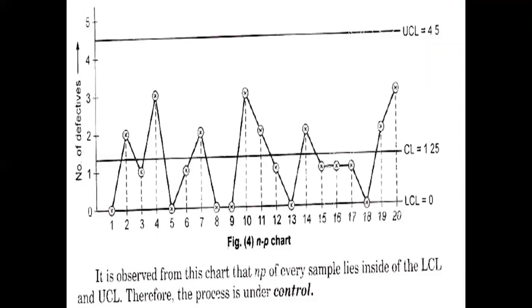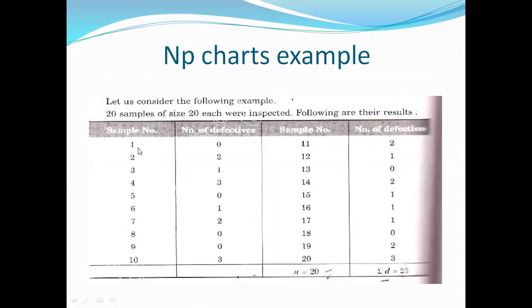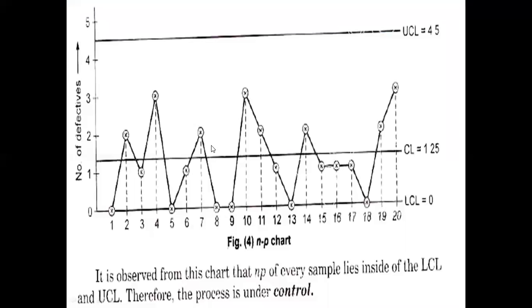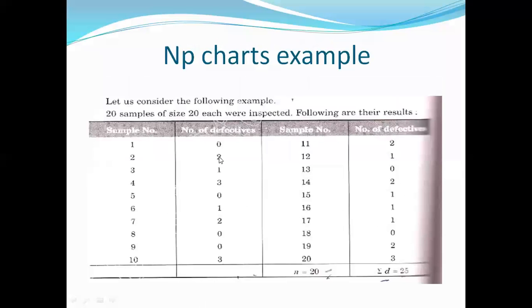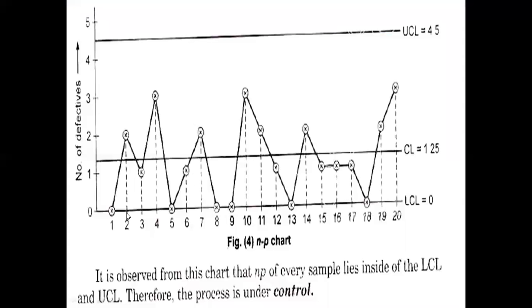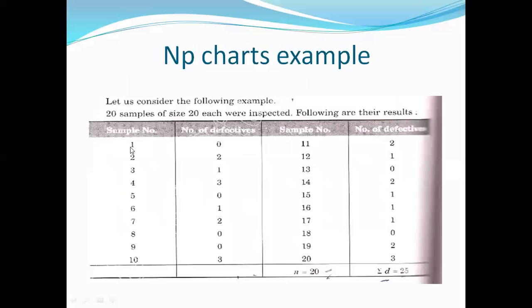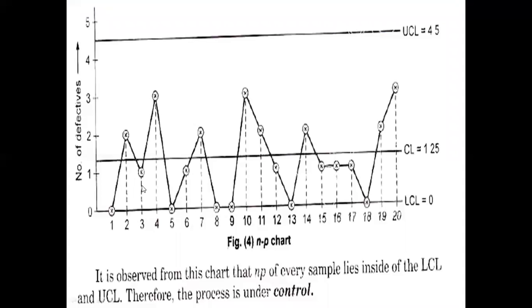The next step is to draw the NP chart. On the y-axis we plot the number of defectives for a particular sample number. So if sample number 1 exists, the corresponding number of defects is 0. For sample number 2, how many are defective? 2. For sample 3, the defect is 1. Similarly, for all 20 samples, you plot this graph, and from this graph we conclude that none of the points exist above the UCL and below the LCL.